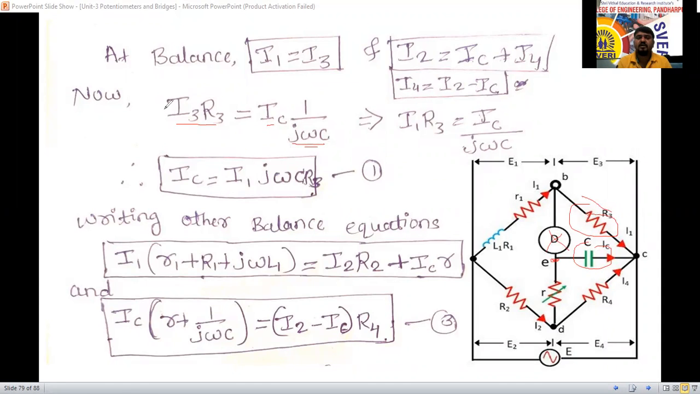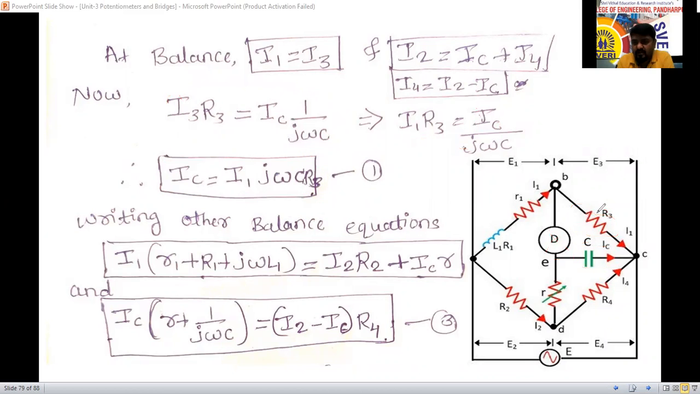From this equation, what we have to do? We have this I1 is equal to I3. So in the place of I3, I will write I1, and R3 and IC divided by j omega C here. So IC equal to I1 R3 into j omega C. I will send this one to the LHS here. So IC equal to I1 j omega C R3. We can write like this. Yes, this equation we got. I will consider this equation as equation number 1.